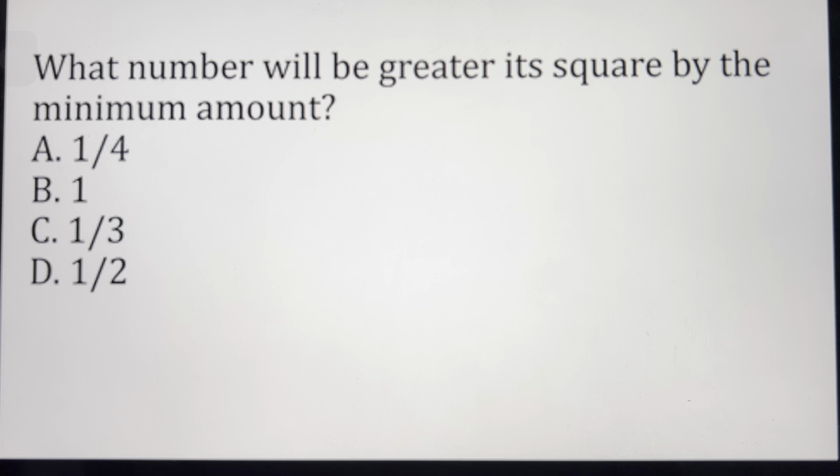What number will be greater than its square by the maximum amount? So let's say the number is x, and its difference with its square should be the greatest. Let's say that is y. To get the value of our x here, we need to find the maximum value of y. So this will be a maximum-minimum problem. Get the first derivative. This will be 1 minus 2x. And the first derivative must be 0. So 2x equals 1. Dividing both sides by 2, x will be 1/2.